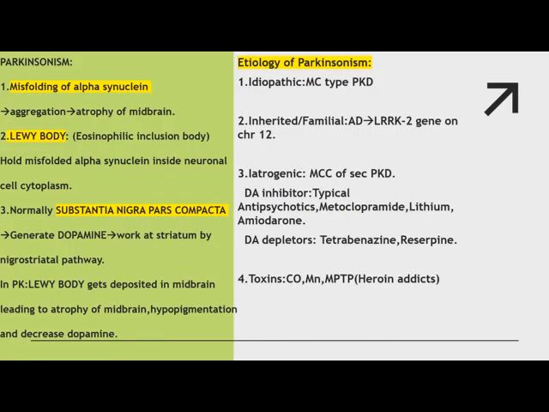Now we'll be talking about the main important movement disorder, that is Parkinsonism. What happens in Parkinsonism? In Parkinsonism, there is misfolding of alpha-synuclein. Because of that, there is aggregation leading to atrophy of the midbrain.